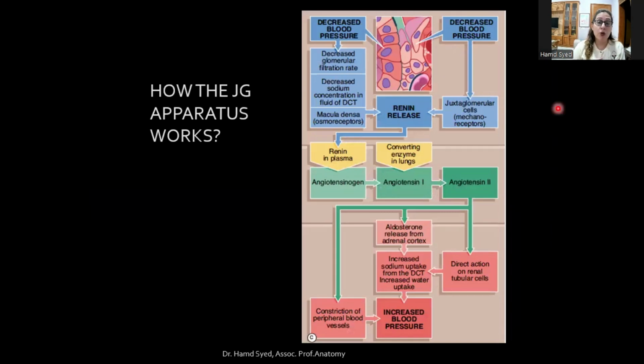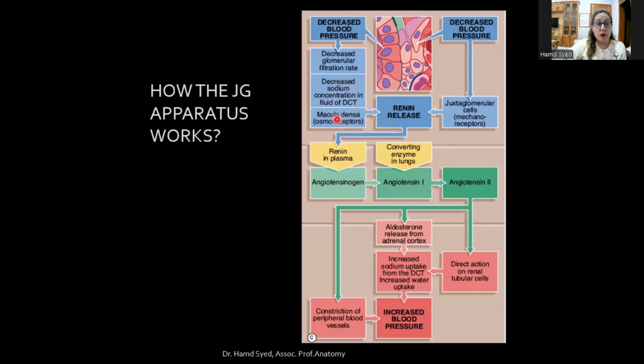Now, how does the JG apparatus work? Let's talk a little about the function of the juxtaglomerular apparatus, and we can discuss this briefly with the help of this flow chart. You can see over here these are the three components of the JG apparatus. Now, what happens in response to a decreased blood pressure? If the blood pressure is decreased, obviously it's going to cause a decreased glomerular filtration rate, which in turn will cause a lowered sodium concentration in the fluid of the distal convoluted tubule.